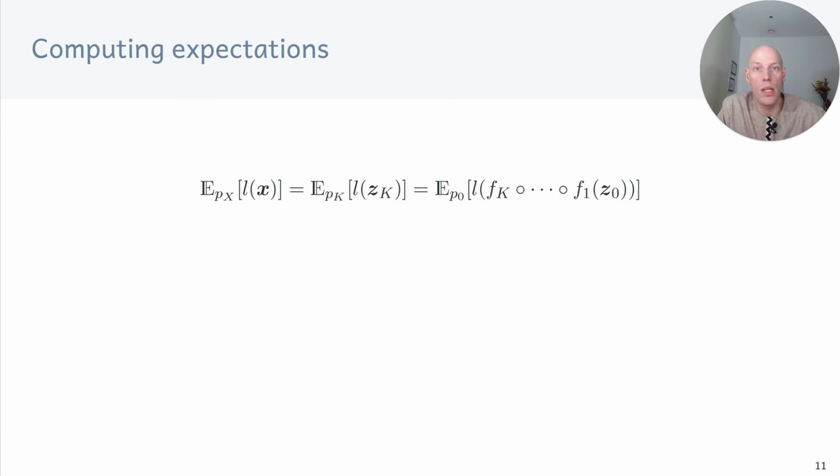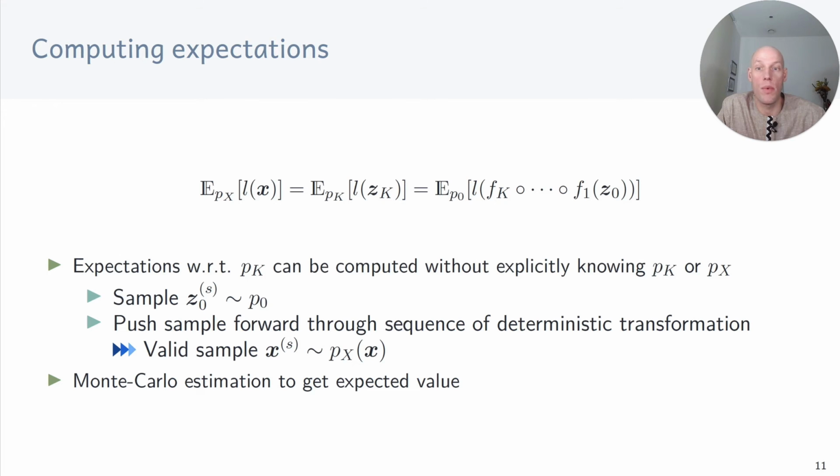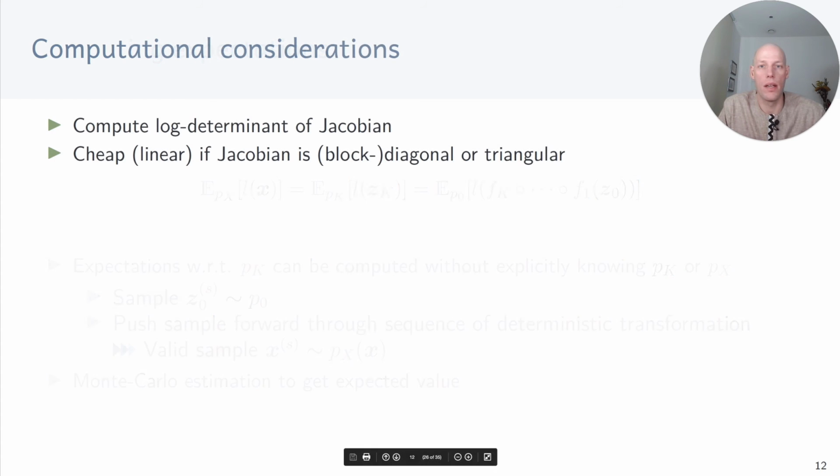And that also means we do not need to know what p of x actually is in order to compute the expected value. To compute the expectation, we sample from our base distribution and push the sample forward through the sequence of deterministic transformations and obtain a valid sample from p of x. We can then repeat this procedure and use a Monte Carlo estimator to get the expected loss we were interested in. There are some computational considerations that we have to be aware of in practice.